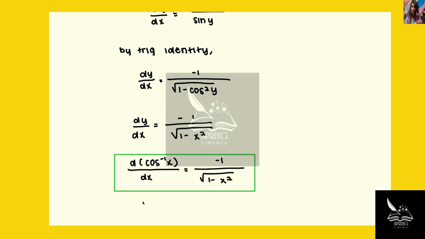So I hope that this problem helped you understand a little bit more about implicit differentiation, and also I hope this built your intuition of the differentiation rules of inverse trig functions.